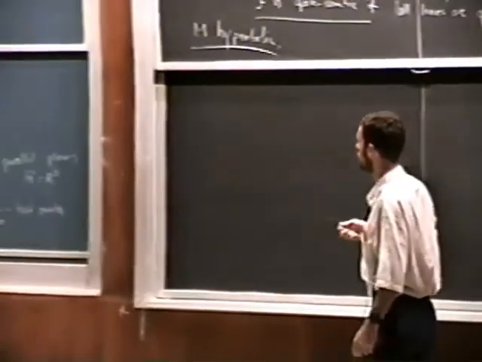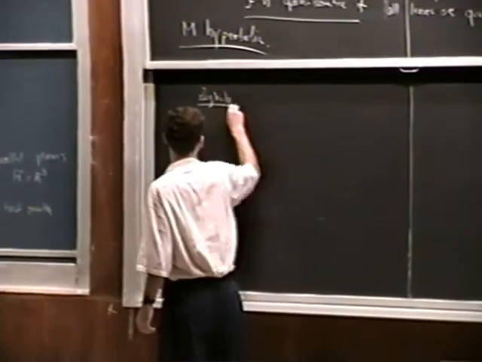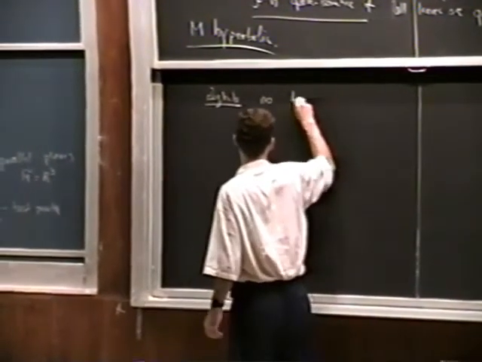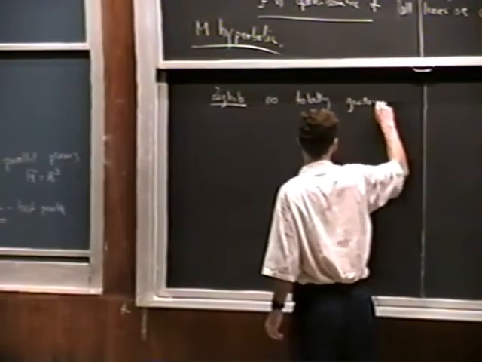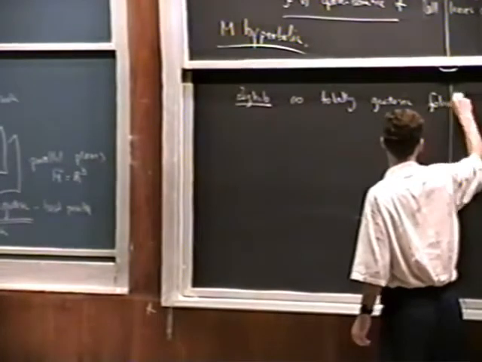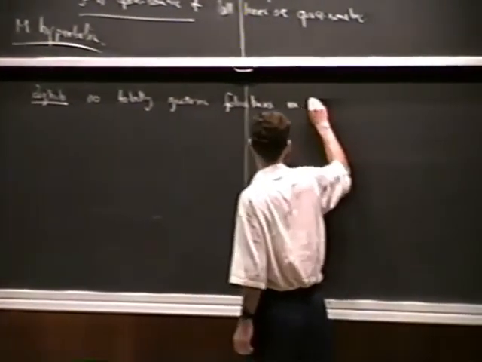All right, so first there's a result by Zeghib that there's no totally geodesic foliations in closed hyperbolic three manifolds.